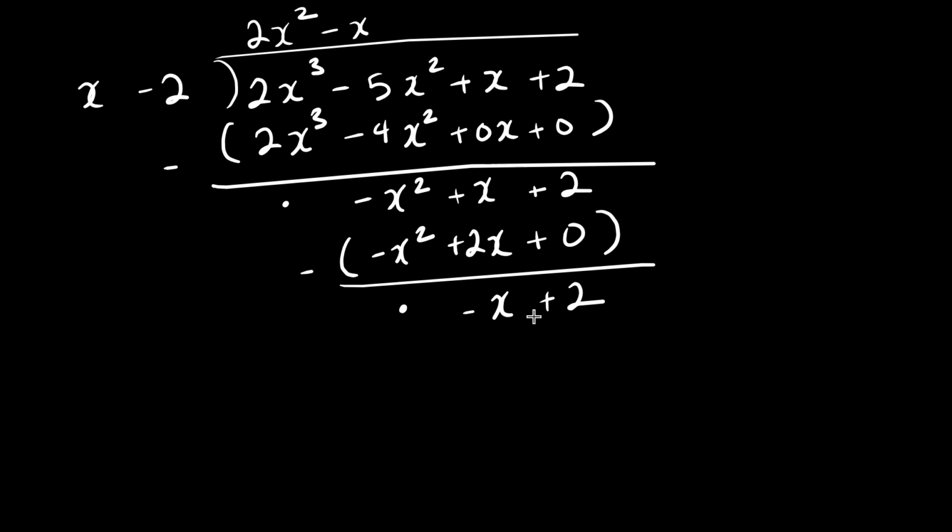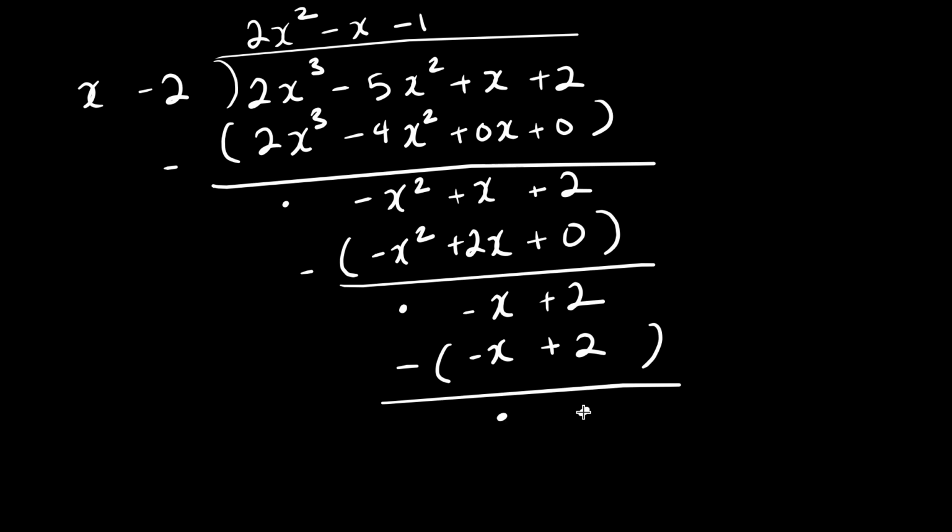We're going to say x divides negative x to give us negative 1. We're about to finish this process off, because x multiplies negative 1 to give you negative x, and negative 2 multiplies negative 1 to give you positive 2. We get negative x minus a negative x, which is negative x plus x. And we get 2 minus 2.